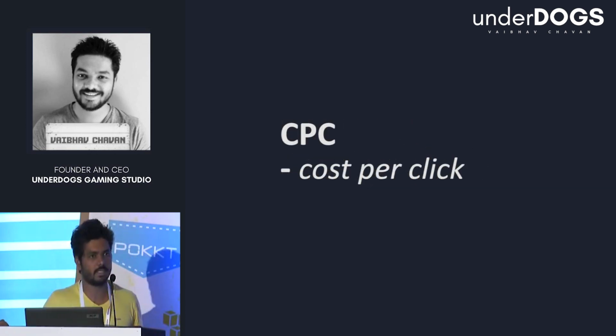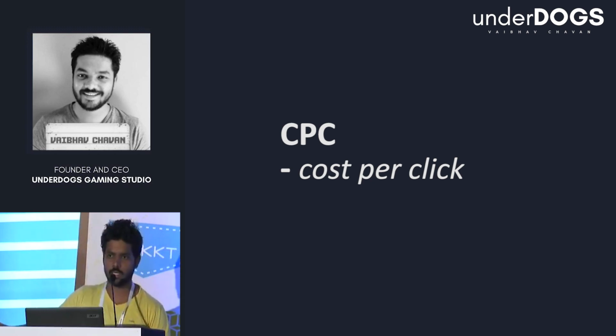The second is the CPC campaign. It's called cost per click. In this, advertisers pay ad networks per click. This is basically preferred by data-oriented advertisers. The objective of a CPC campaign is generating clicks back to the landing page or the website.